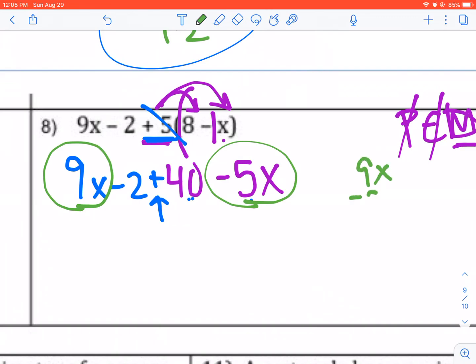If you like stacking them so that you can see, and then you can type in those beginning numbers into Desmos. Remember, don't type in the x's. 9 minus 5 is 4x's, and so that's our x term.